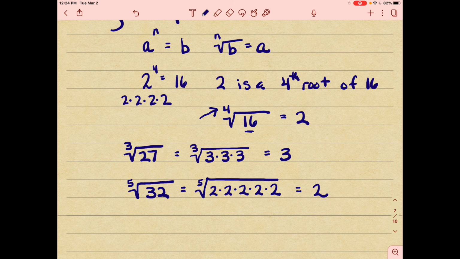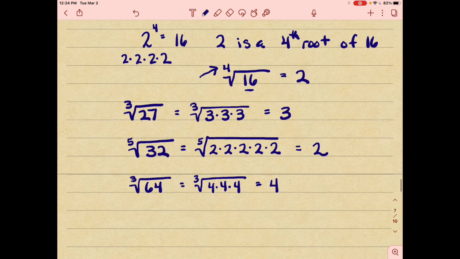What do you think the third root of 64 is? Well, what number multiplied times itself? We could try it. 2 times 2 times 2 isn't going to be big enough. 3 times 3 times 3 isn't even big enough. How about 4 times 4, which is 16, times 4, which is 64? So the third root of 64 is 4.